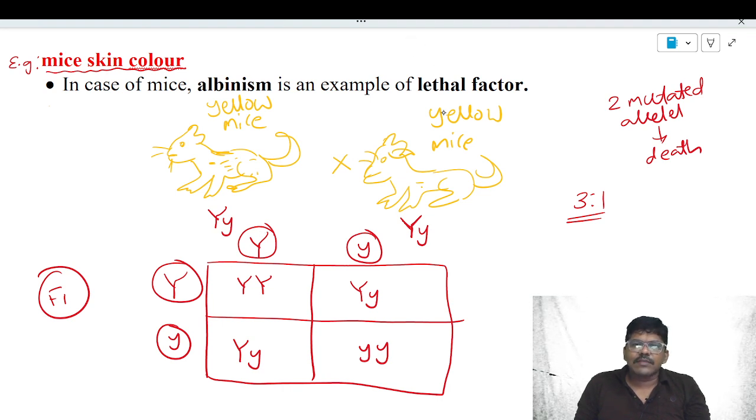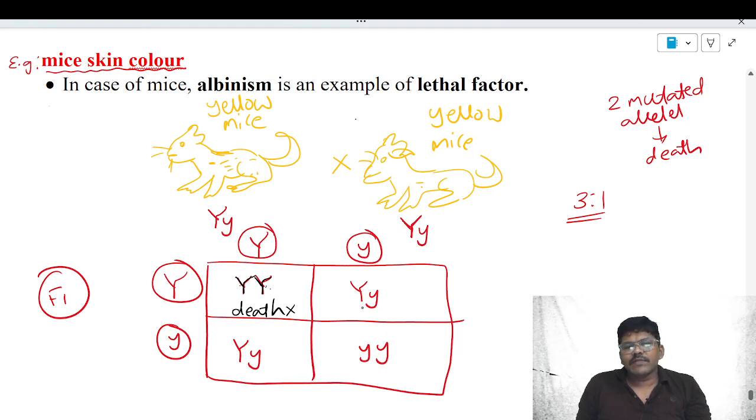The organisms which contain two dominant alleles lead to death here, because these alleles, instead of dominant, we can say mutated. These are mutated alleles. In homozygous condition, the organism dies. Hence, the capital Y's are mutated alleles. If two mutated alleles are there, the organism dies. Hence, the mice which contain capital Y capital Y will not survive.